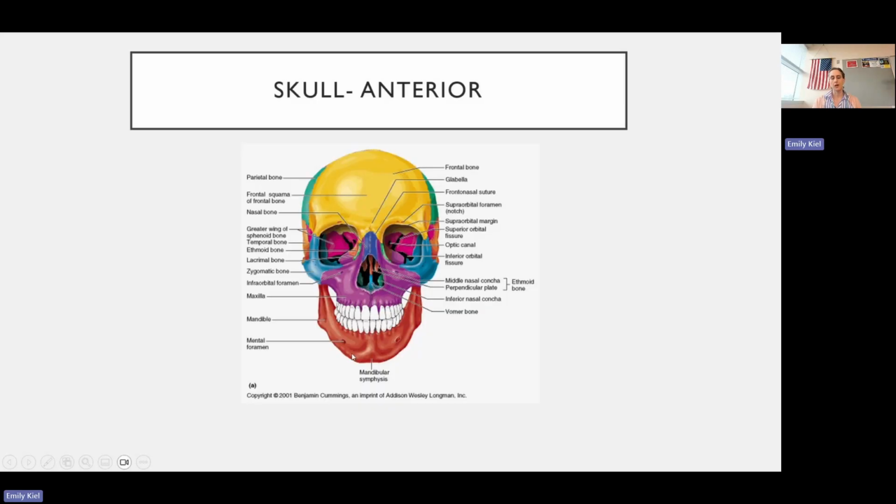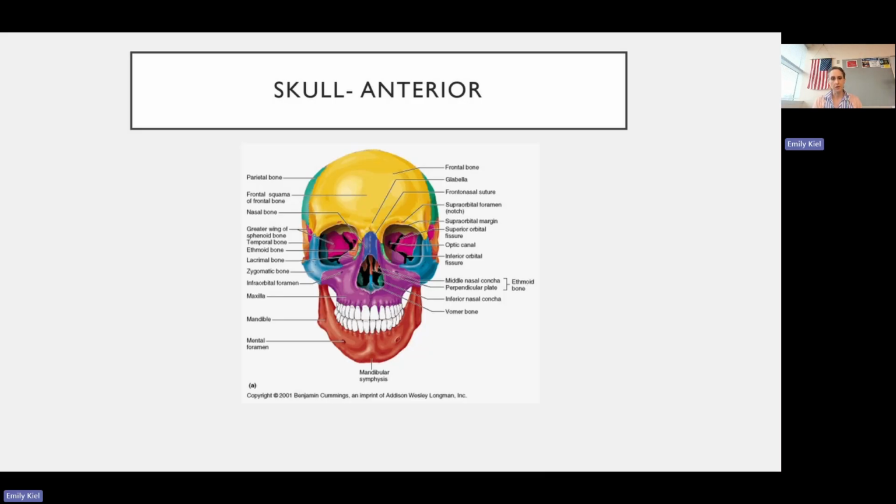A few landmarks you want to be thinking of. You've got your mental foramen. So the word mental has to do with the chin. So mental foramen is on the chin. You've got a supraorbital foramen or a notch. You've got some blood vessels and nerves that come in that area. And then you've got your orbit here. So that's where your eye is. And we definitely want to be aware of the bones that make up the orbit.